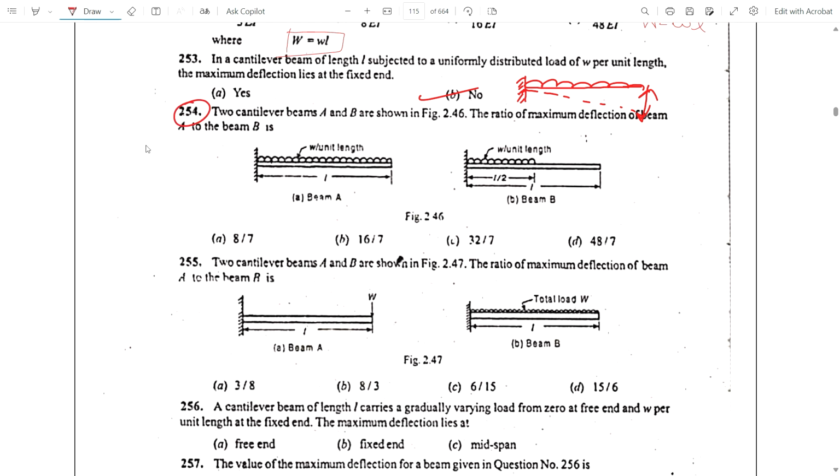Come to question number 254. I will discuss it later because there is a process for this method and it takes some time.